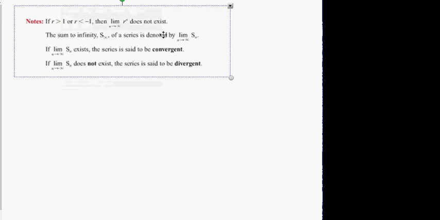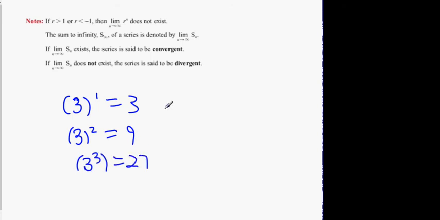Okay, so basically what we have at the moment is that if r is greater than 1 or r is less than -1, then the limit of r to the n doesn't exist. Okay? So an example would be if r was a number like 3. As n gets bigger, 3 to the power 1 is 3, 3 to the power 2 is 9, 3 to the power 3 is 27. We can see that it's just going to constantly get bigger.